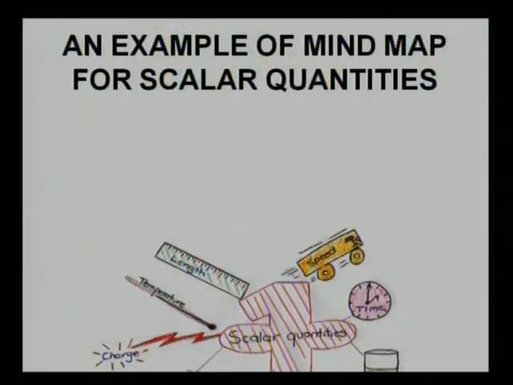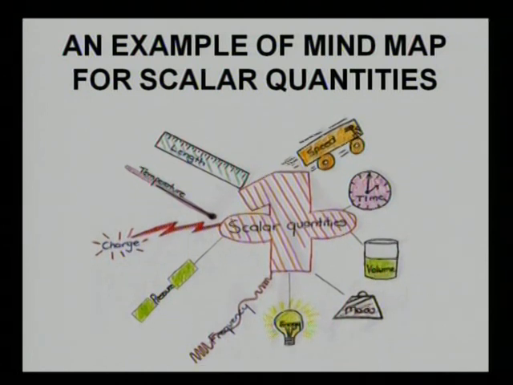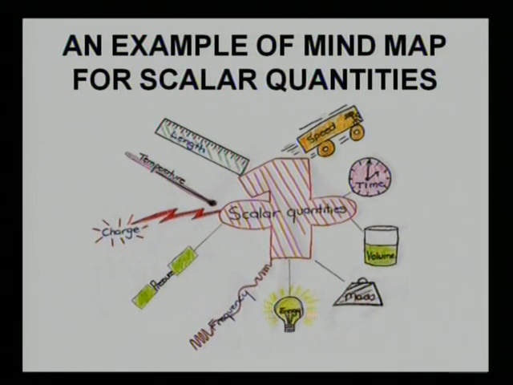Here I will show you a small example of mind mapping. It is about scalar quantities. You can see that a student knows very nicely what the mathematical equations are, or what length is, the basic measurement things like length, speed, time, volume, mass, energy, pressure, charge, etc. Now these all constitute a scalar thing, that means the scalar quantities.